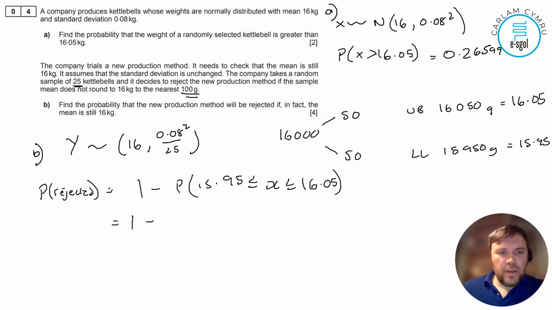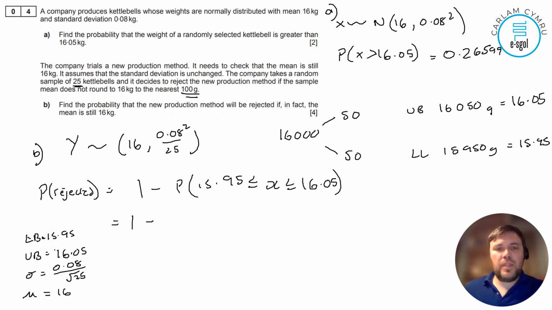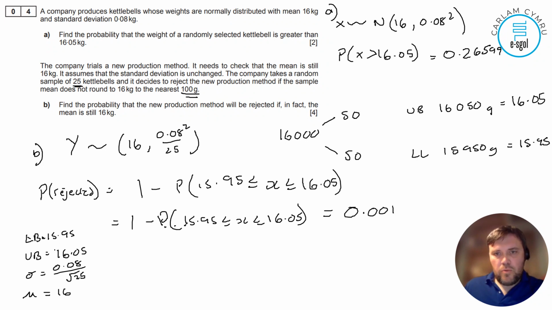So lower bound of 15.95, upper bound of 16.05. Our standard deviation now is 0.08 over the square root of 25, and our mean is equal to 16. That's important that you put that element in. When you put that into your calculator, you will have 1 minus all of this, 1 minus the probability of 15.95 < X < 16.05, and have an answer of 0.00178. That would be the probability of it.